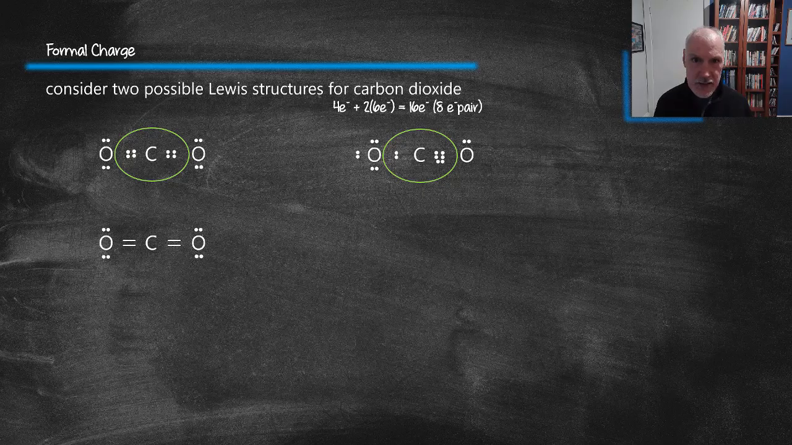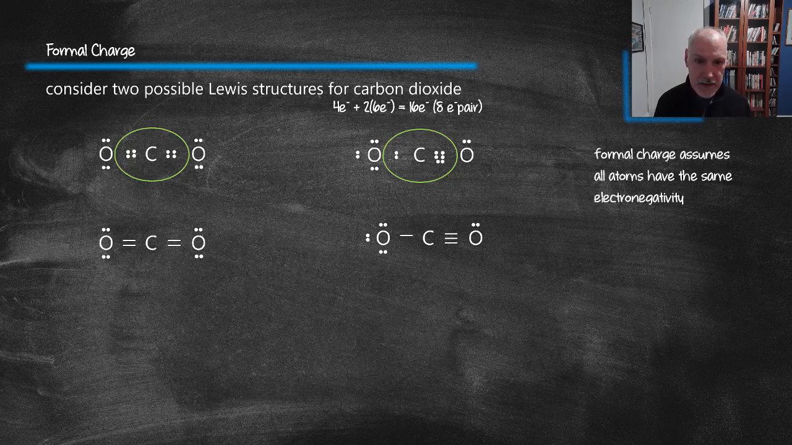It's no violation in the Lewis structure. Everybody has 8. But the structure now looks like this. Why is it we prefer to draw the first one? Formal charge is our way of answering this problem. Formal charge assumes all the atoms have the same electronegativity. That means they share electrons equally in a bond.